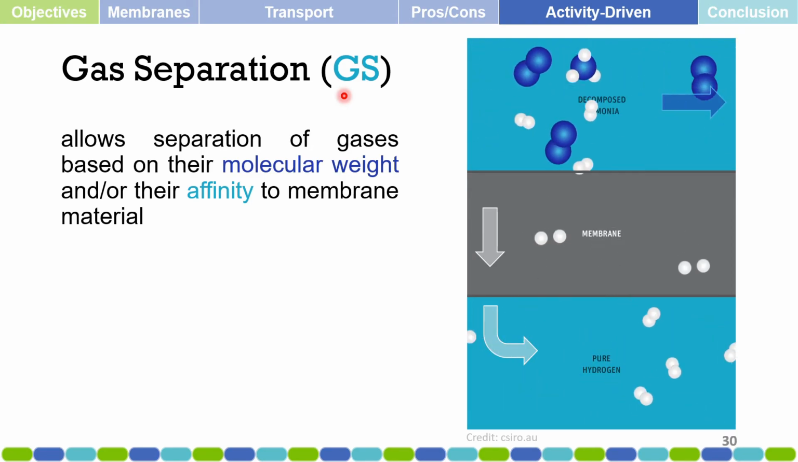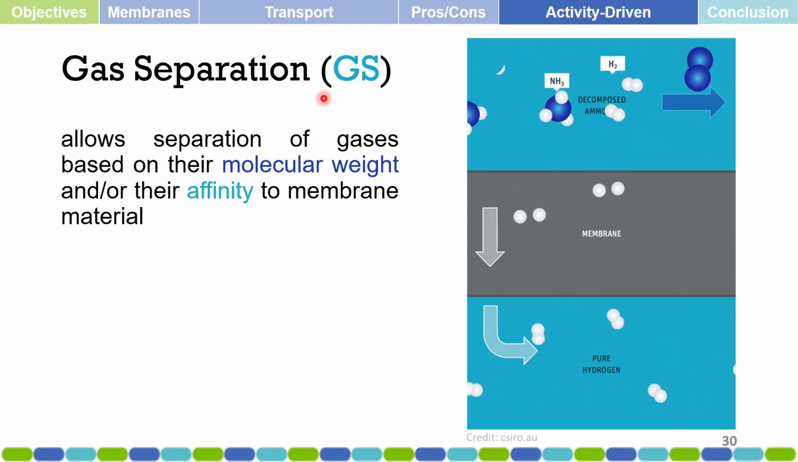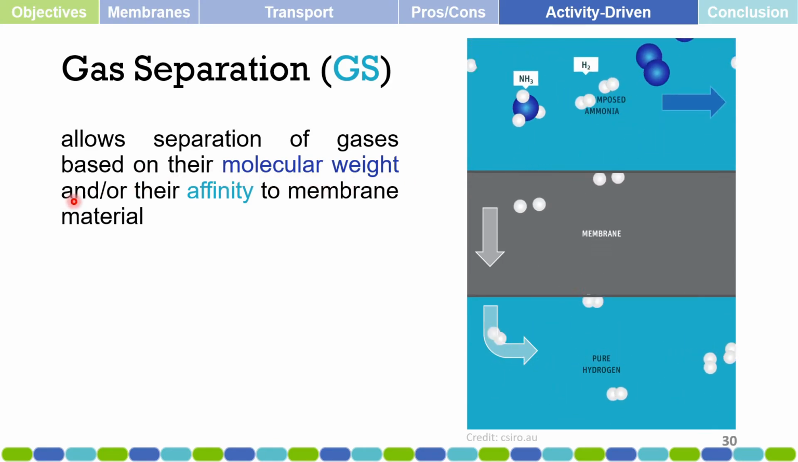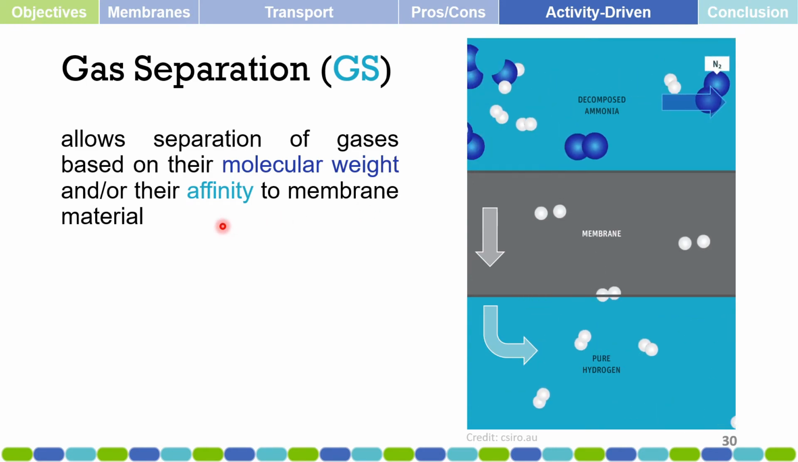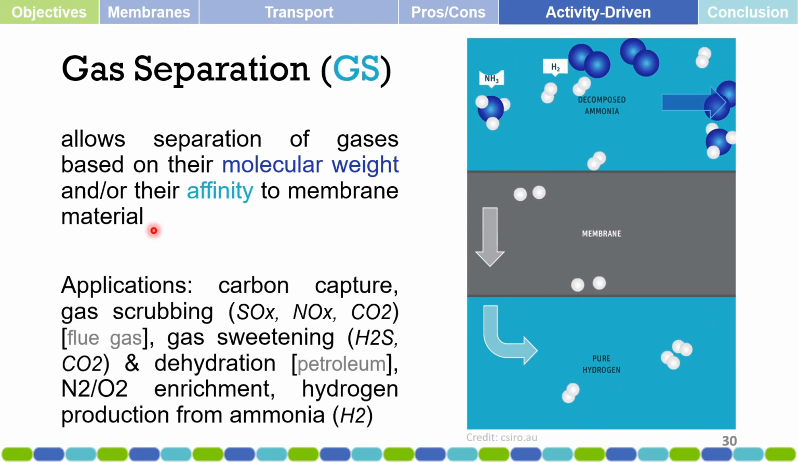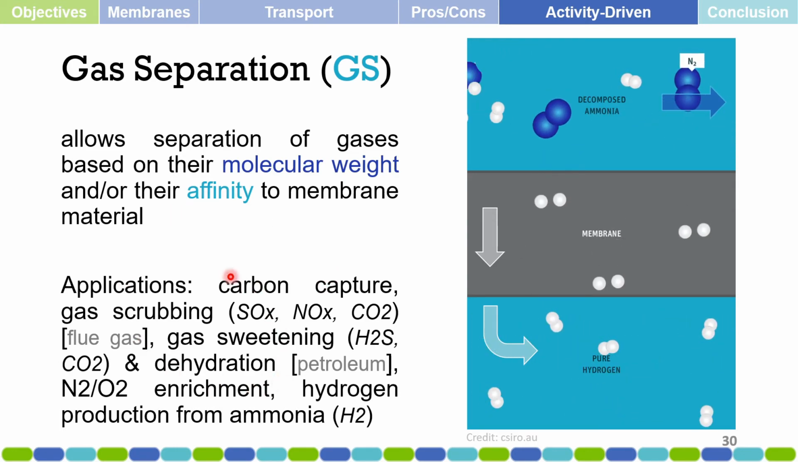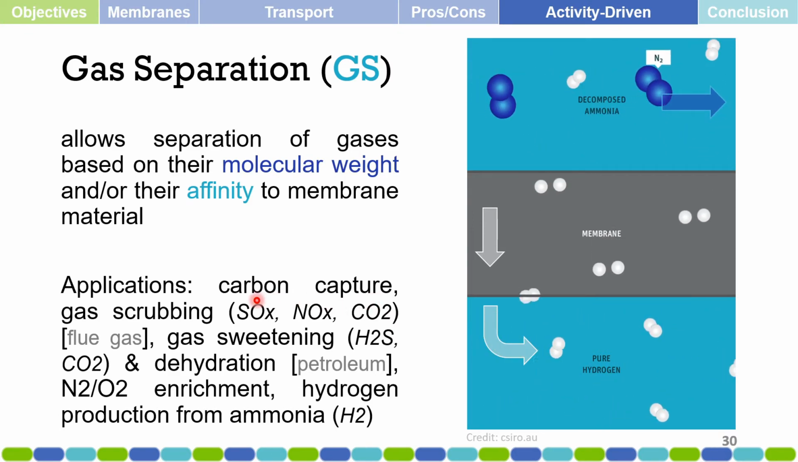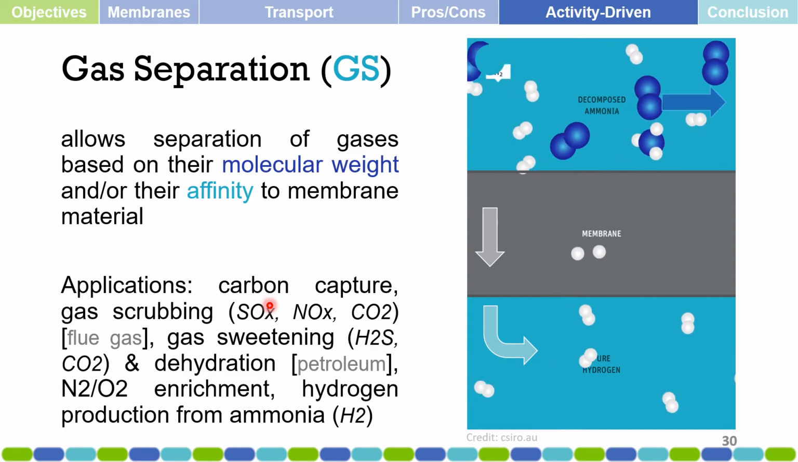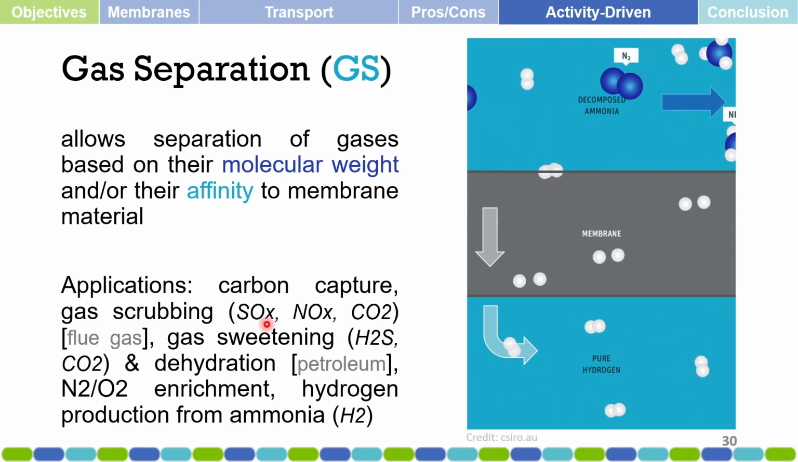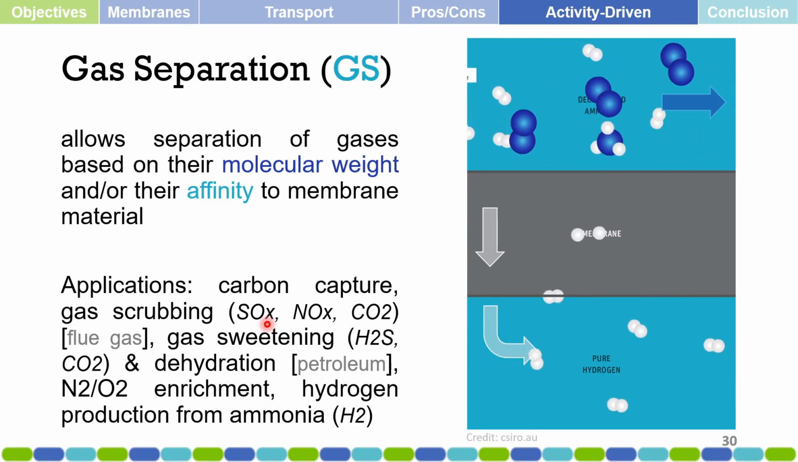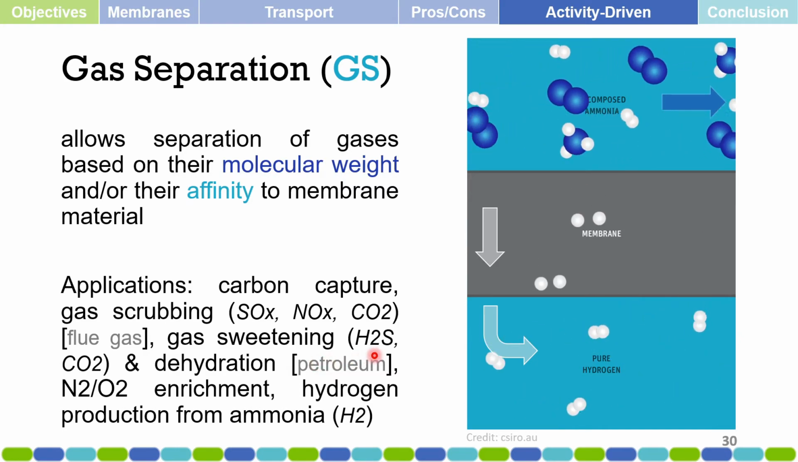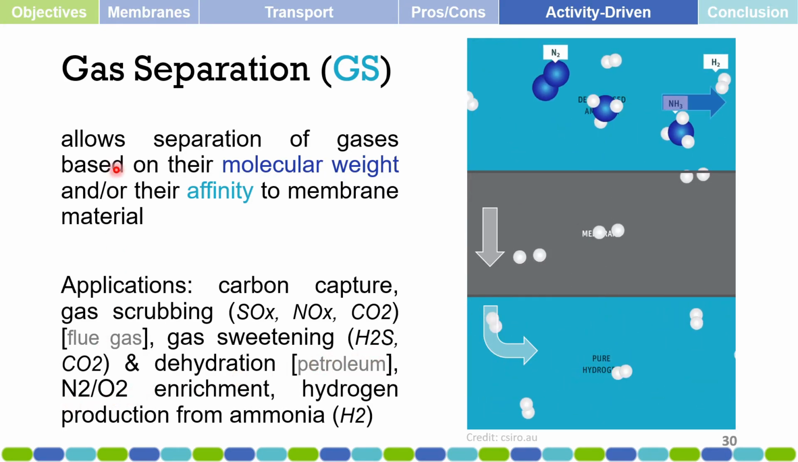Now, moving forward to gas separation. Gas separation allows the separation of gases based on their molecular weight and or their affinity to the membrane material. They can be applied for several applications, primarily for carbon capture, applied to flue gas or to natural gas. They can also be applied for gas scrubbing when you remove SOx and NOx from your flue gas, and sweetening and dehydration for natural gas when you remove sulfides and water.